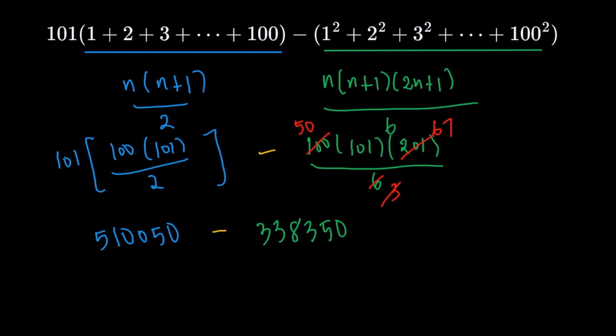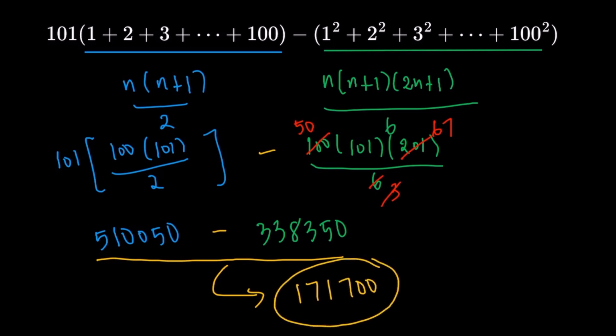If we work this out, we are going to get that the initial symmetric summation would be equal to 171,700. And this will be our final answer.